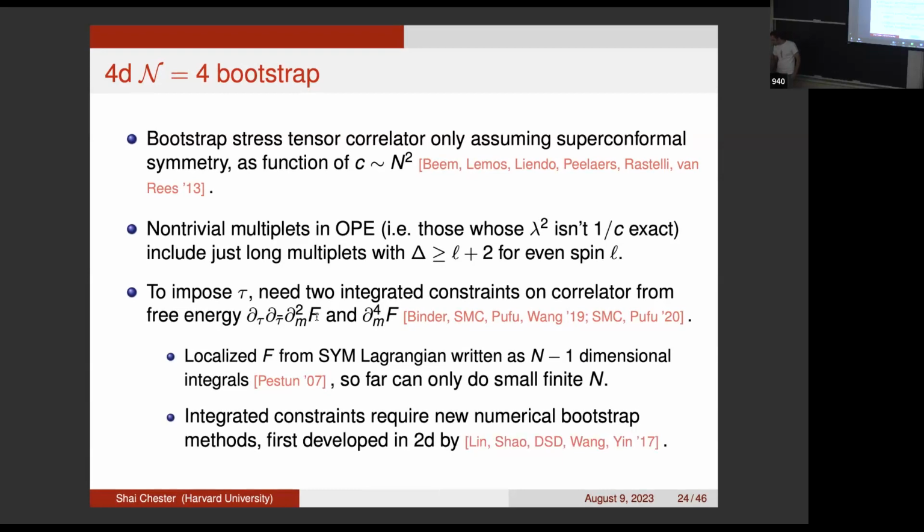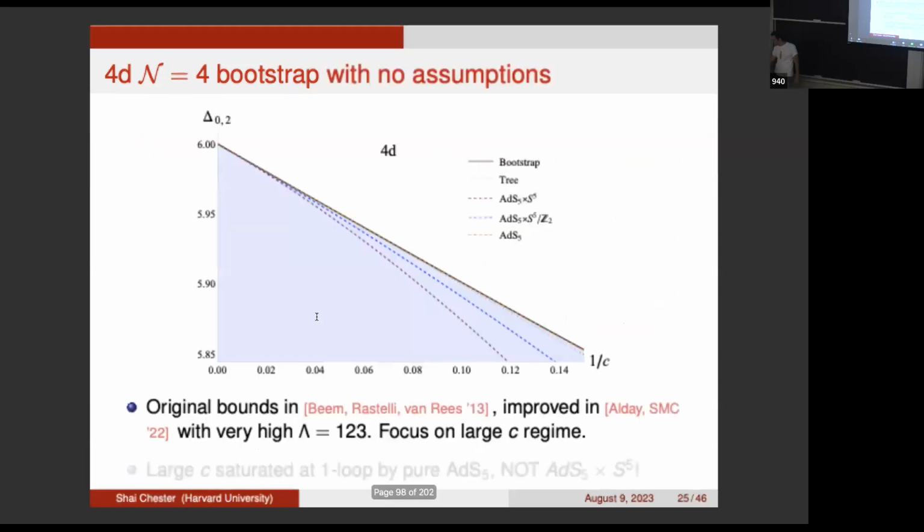The second ingredient we used is that it was shown back in 2017 by these authors how to impose integrated constraints on the numerical bootstrap. They did that in 2 dimensions, but then we generalized this to 4 dimensions. This is something which was not covered in the class. It's a bit more advanced, and it's a method just developed in the last couple of years.